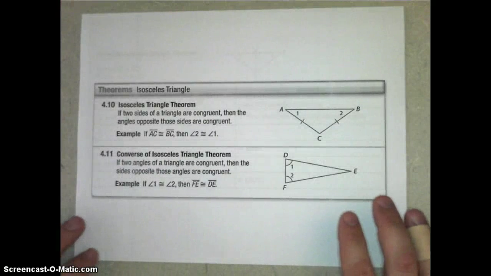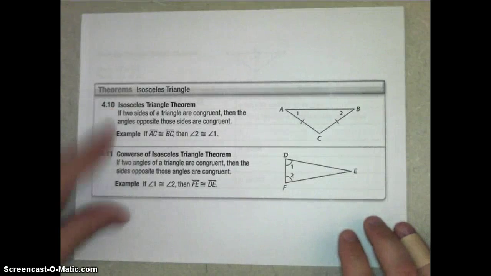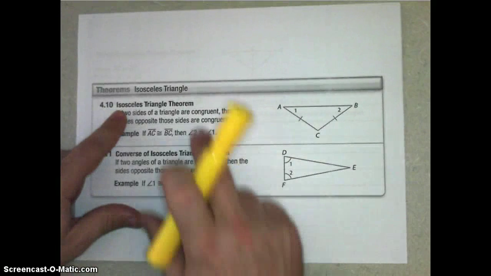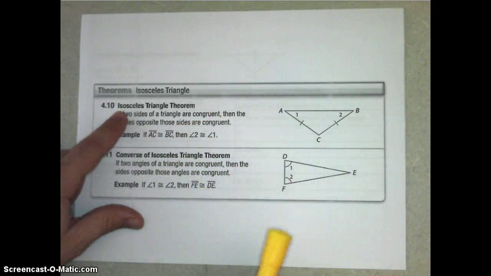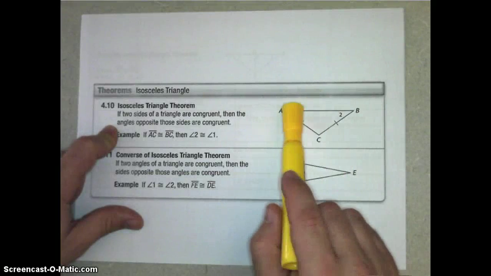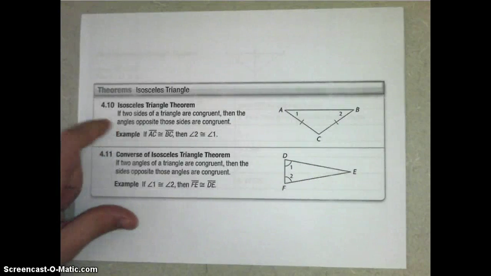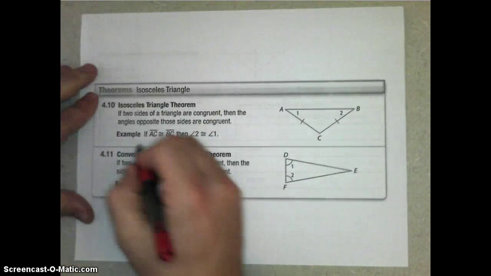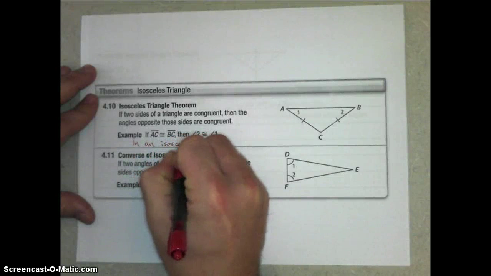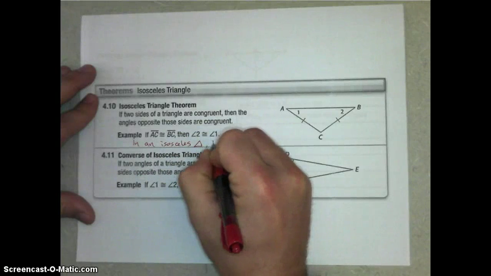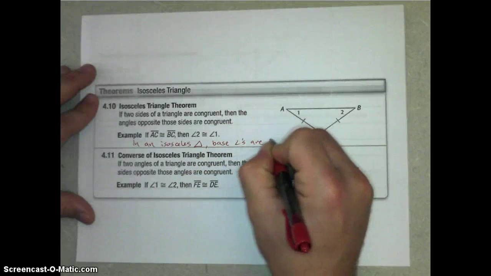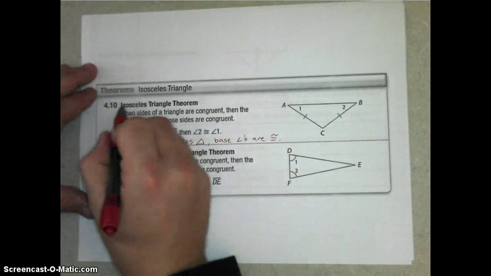Alright, we do have two theorems about isosceles triangles. The first is just the isosceles triangle theorem, and that says if two sides of a triangle are congruent, so basically if it is an isosceles triangle, then the angles opposite those legs are congruent. So in other words, the base angles are congruent. We could say in an isosceles triangle, base angles are congruent. And that's called the isosceles triangle theorem.